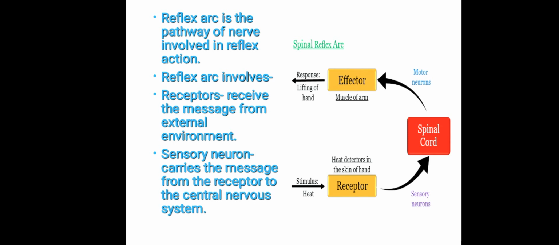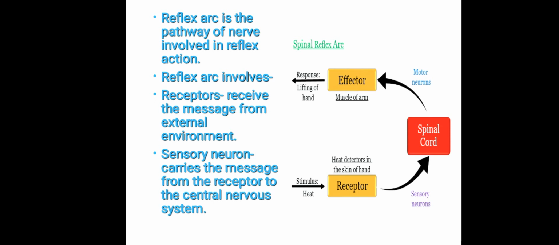So that flash of signal is sent from the central nervous system to the different parts of the body as nerve impulses. So this is what the reflex arc is all about. It involves the stimulus, whether it's hot or cold. We have the receptors, that's the heat detectors in the skin of the hand.